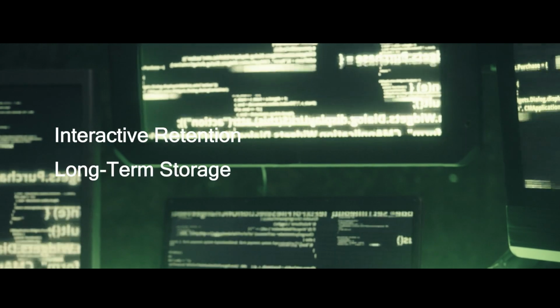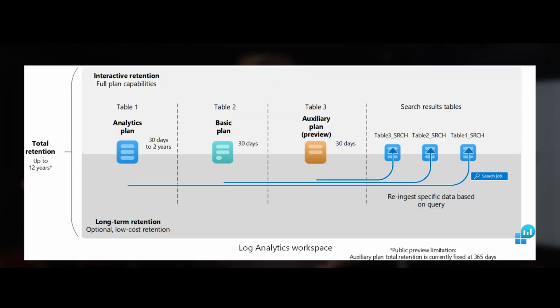But now we have our data within our workspace, we want to understand what costs are involved in retention and how we can reduce them. Retention is great in Microsoft Sentinel because we can configure our choices down to the table level and apply different granular use cases. There's two states of retention: interactive retention or long-term storage. Interactive retention is what you would refer to as hot storage, and long-term storage would be considered cold.